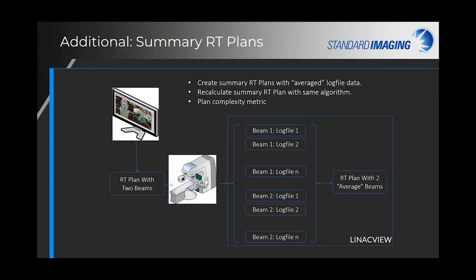In addition, I previously stated that you can create summary RT plans. So, for example, in this particular plan, you look at log file 1 and 2 all the way down to log file N, and you can average the beams and then send this average of all of your beams back to your treatment planning system.